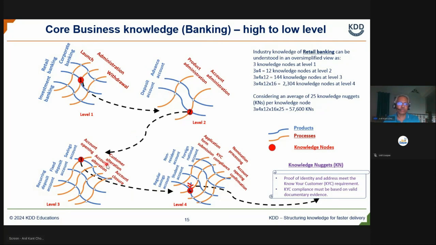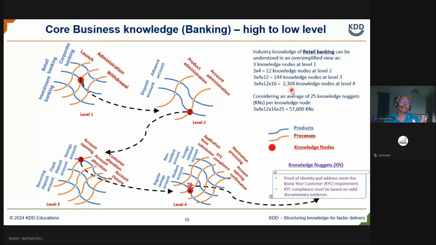Further down, it's 1, 2, 3, and 1, 2, 3, 4. So 3 into 4, 12. So next level is 12 nodes, and level 4 is 16. 4 product, 4 processes. So effectively, if you want to understand the retail banking, that is this particular one, you'll have to drill down to all the lower level, which will be roughly about 2300 nodes, right?